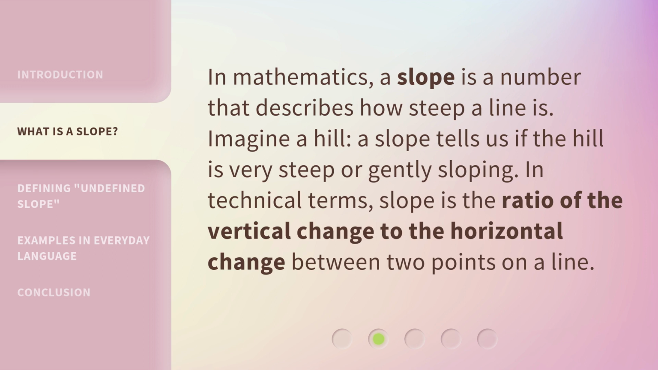In mathematics, a slope is a number that describes how steep a line is. Imagine a hill. A slope tells us if the hill is very steep or gently sloping. In technical terms, slope is the ratio of the vertical change to the horizontal change between 2 points on a line.